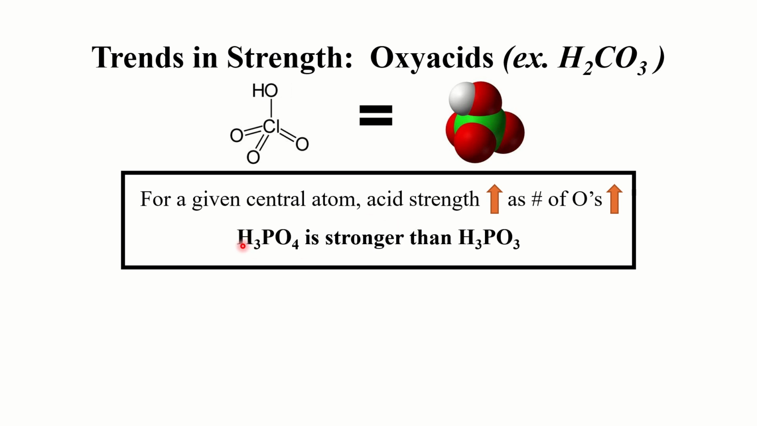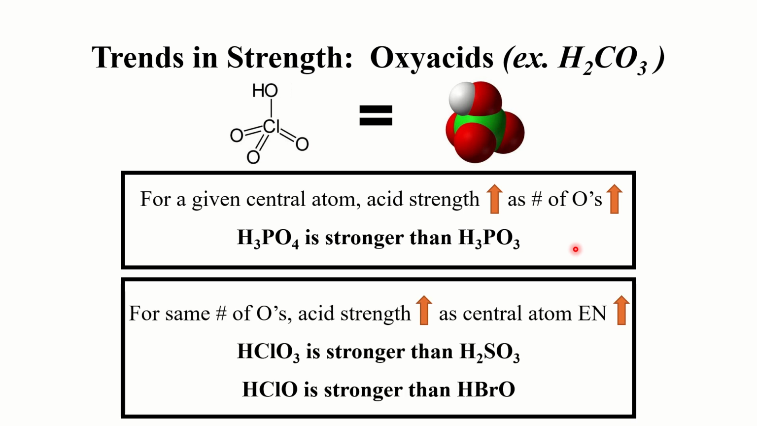So if I were to compare phosphoric acid, H3PO4, versus phosphorous acid, H3PO3, they both have 3 hydrogens. Importantly, they both have the same central atom. So the stronger acid is the one with more oxygens. If you've got more oxygens, you've got more electron density being pulled away, and this allows the hydrogen to be more easily donated. So H3PO4 is going to be the stronger acid than H3PO3.